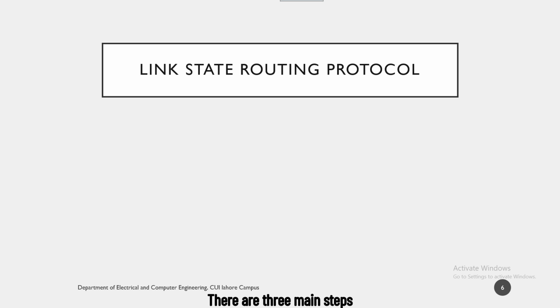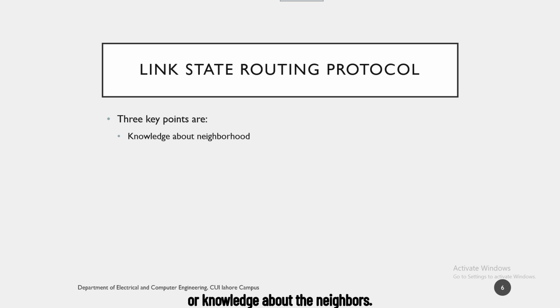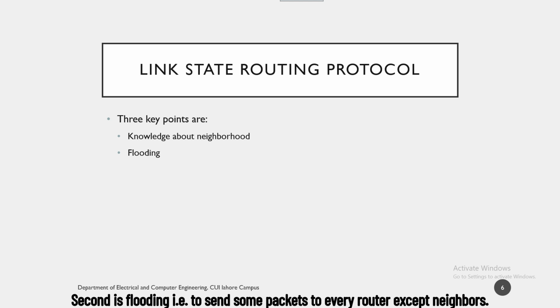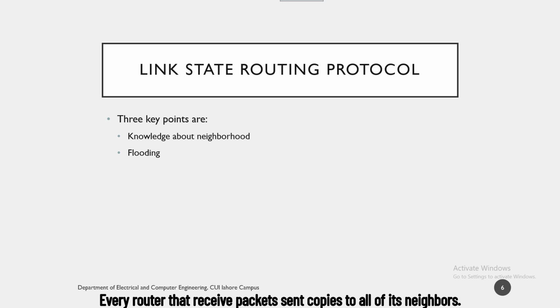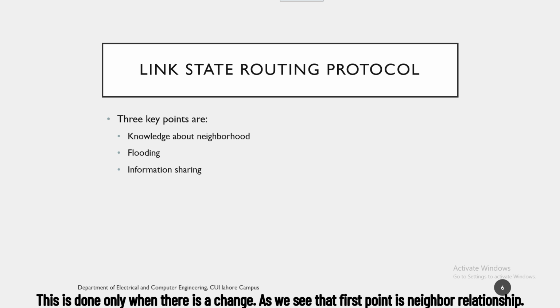There are three main steps or points in link state routing protocol. First is neighbor relationship or knowledge about the neighbors. Second is flooding, that is to send some packets to every router except neighbors. Every router that receives packets sends copies to all of its neighbors. The third step is information sharing. This is done only when there is a change.